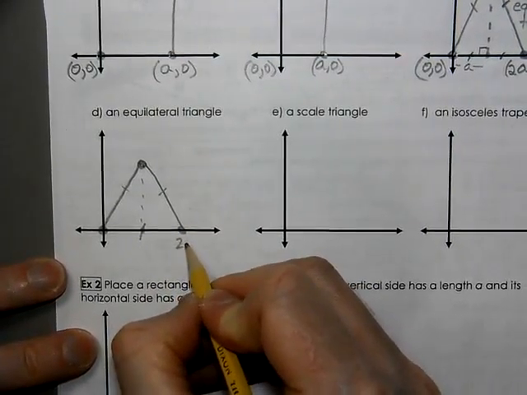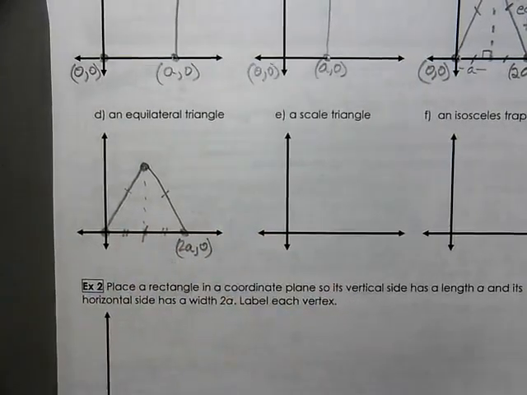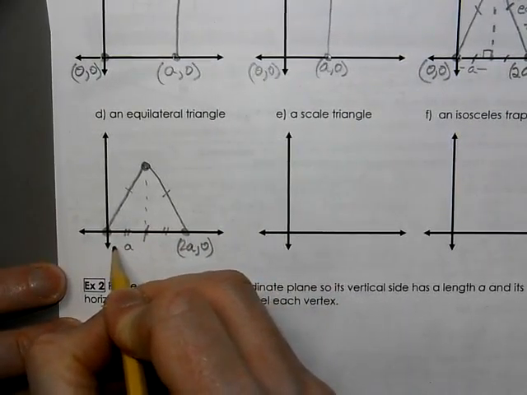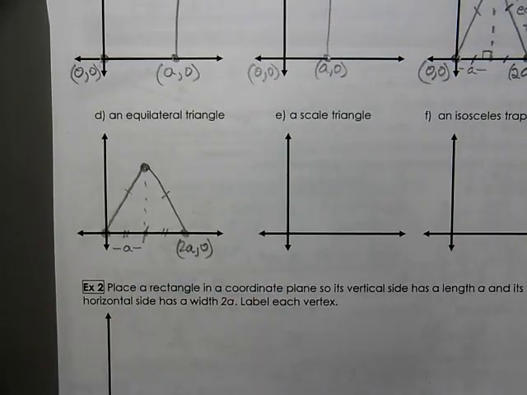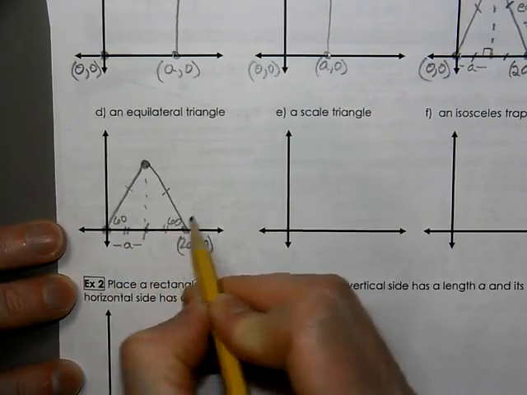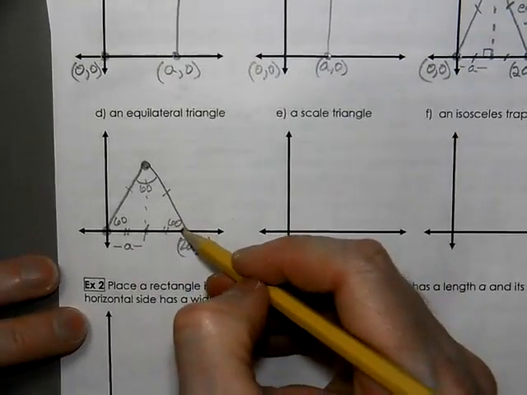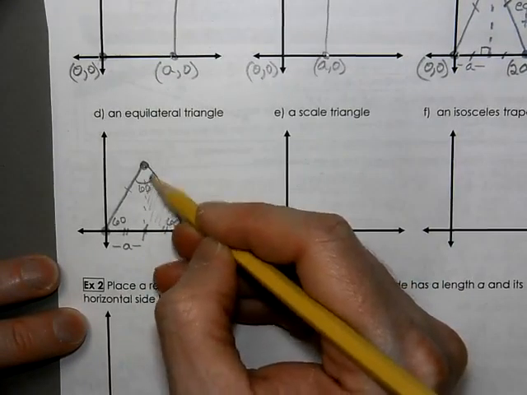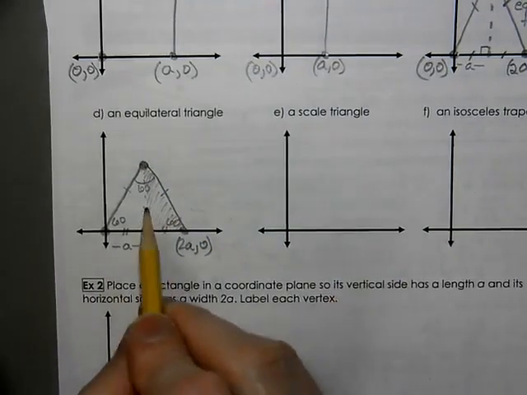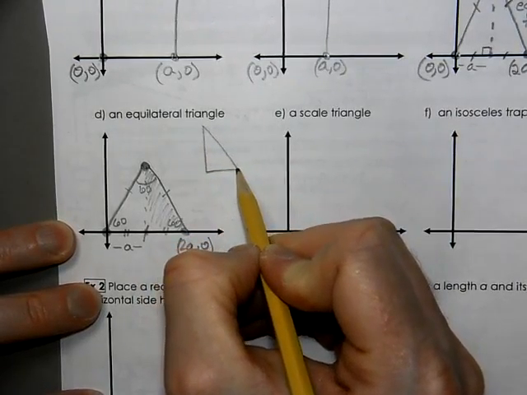So of course we're going to label this 2A, so we're sure to know right where this midpoint is located. That's a distance of A. Now remember that an equilateral triangle is also equiangular. So that means that all the angles of the triangle are going to be 60 degrees. So if we look at just one side of these congruent triangles, we're going to have a 30, 60, 90 triangle.